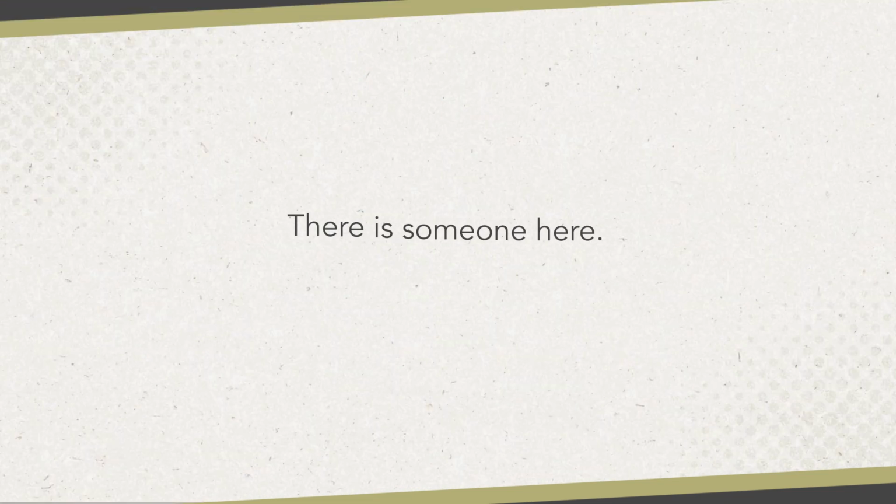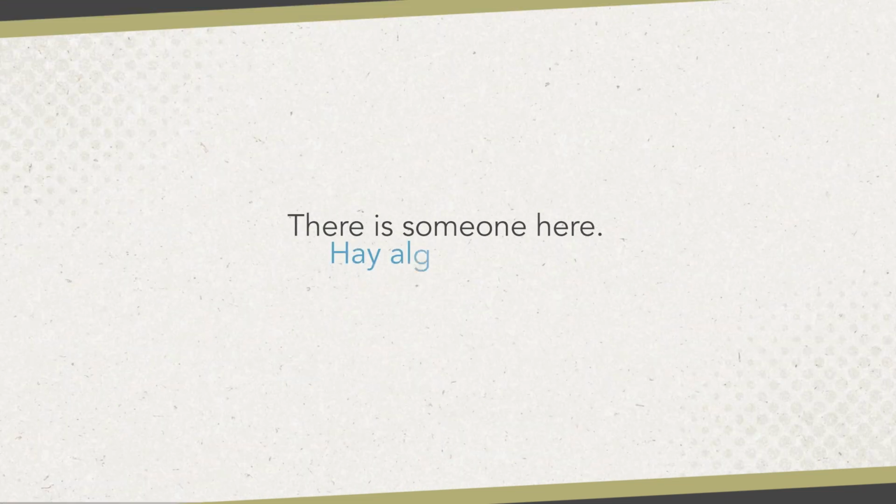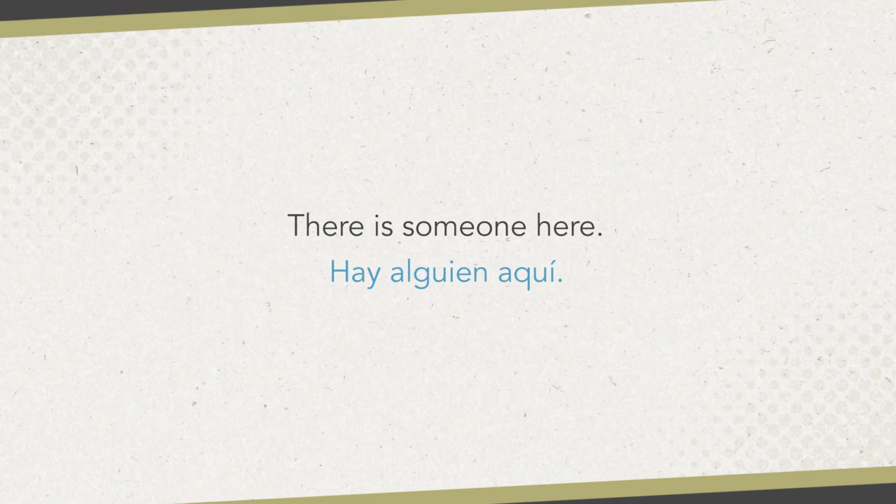Here's what's happening. So we're not saying that there is a party, that would be hay. We're saying, I want there to be a party. And that's where we use haya. Let's break this down in another way. So what we can do is start with any sentence where you would say hay. For example, there is someone here. Hay alguien aquí. So that's a simple statement.